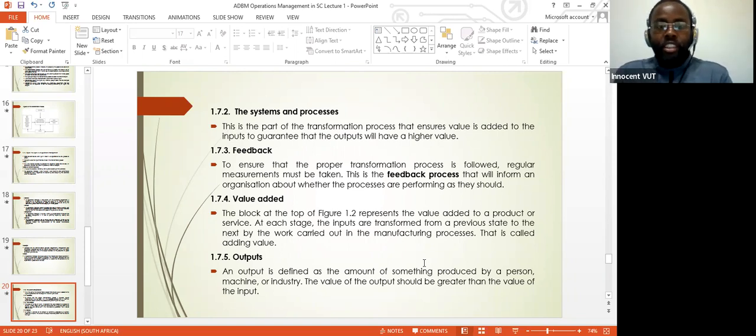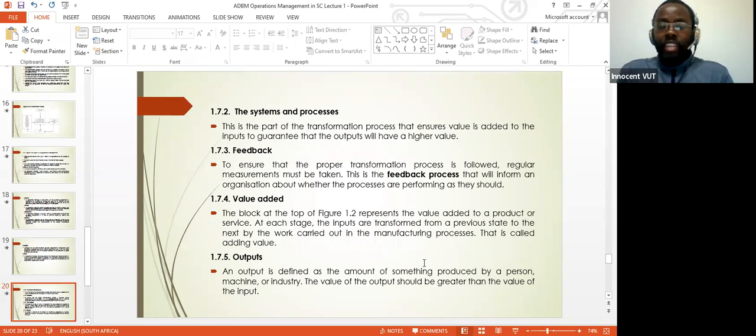And then from the last element that we have on the transformation process, we have outputs. And output is defined as the amount of something produced by a person, machine, or industry. The value of the output should be greater than the value of the input. Right? The input that has been fed into the process should not be greater than the output. So the output should have greater value than the input.